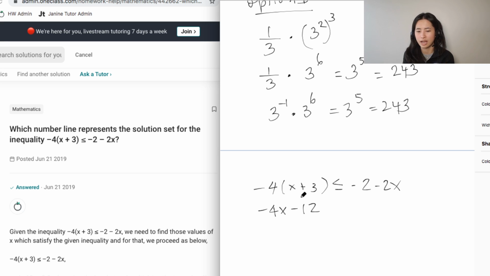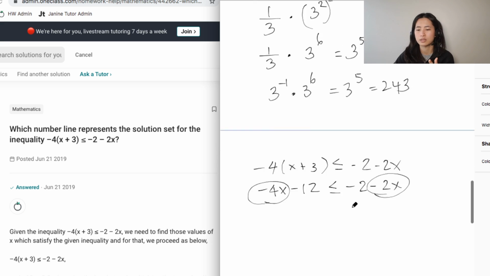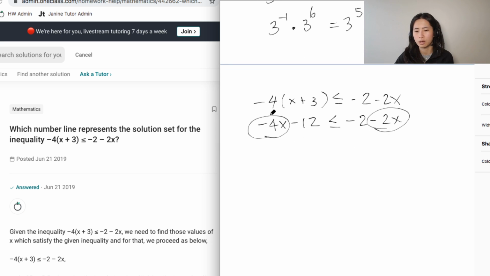So it's negative 4 times x, that becomes negative 4x. And then because you have negative 4 times positive 3, that becomes negative 12. And then you have less than or equal to negative 2 minus 2x. So you know that this is negative 4x and this is negative 2x. So basically there are like terms, right? So I can just move this negative 2x to the opposite side of the equation.